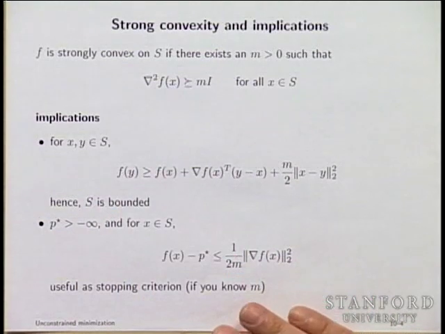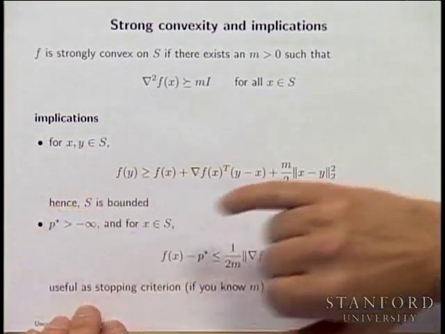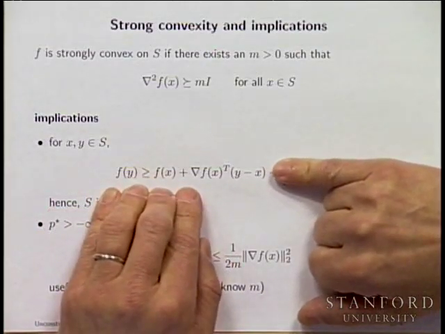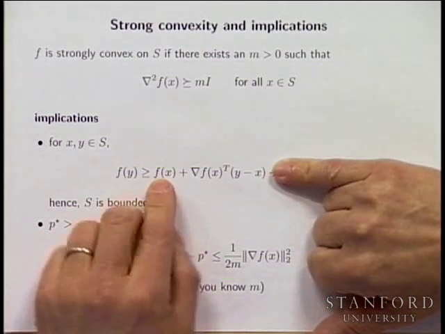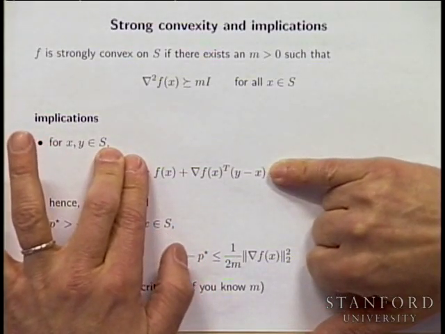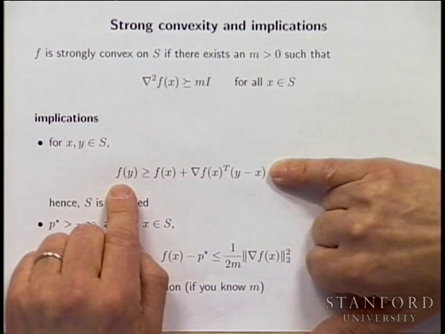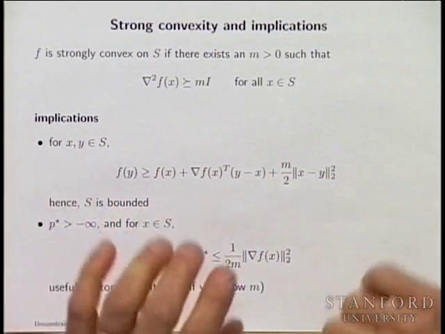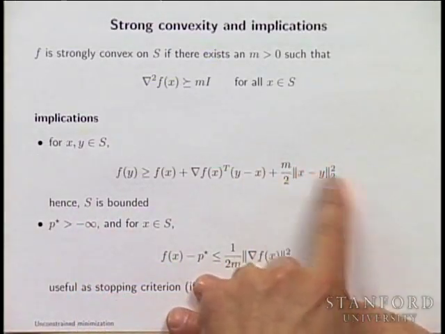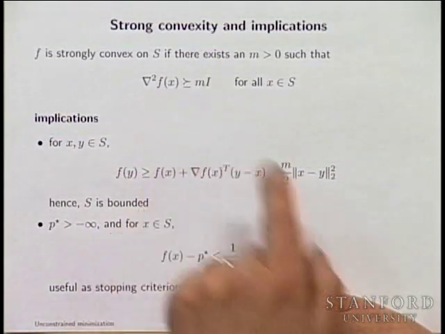Now, there's a couple of implications. I'm not going to derive these, although they're quite simple. In this case, this is what it means to be convex. This says if you look at the function value at another point, it's bigger than or equal to the first-order Taylor approximation, and the function is above that. If you add this term, it's not at all hard to prove. You write out the second-order term, use the mean value theorem, plug in some value, and you'll get this.